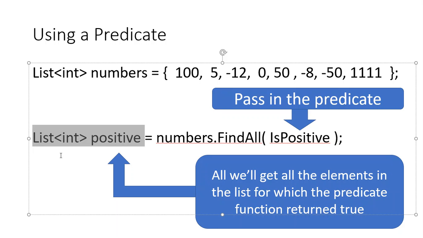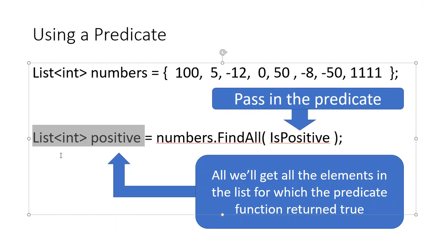Find will just find you the first one. Find all will iterate through the collection, pass each element into the predicate, and keep the ones in the result set that returned true. So that's pretty nice, right? Because this find all predicate stuff saves you a lot of tedious coding, a lot of tedious looping. Rather than you having to do the looping, it's now built into the list class, and you just have to provide the predicate function.